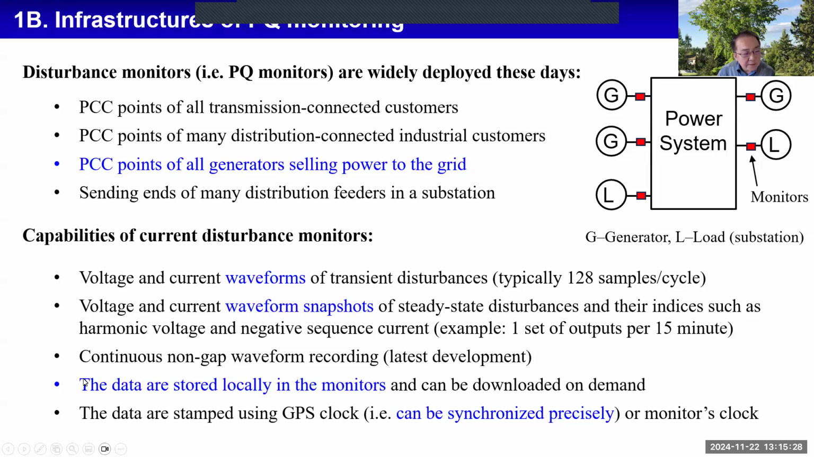The recent development is continuous non-gap waveform recording. It means just record everything, regardless, okay? Nowadays, the highest recording you can go with is 128 samples per cycle, 6 channels, 6 voltage, 6 current, recorded for 6 months, non-stop, okay? That's the latest development. This very much mimics the security camera recording process. You can think of this as security camera recording.